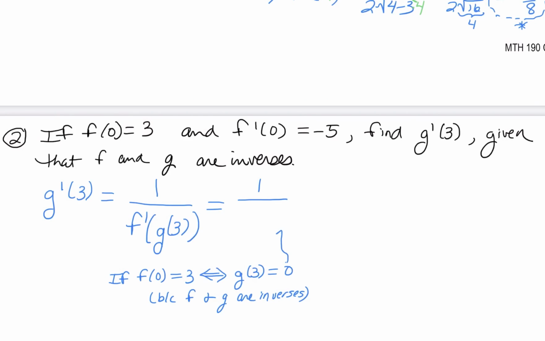So this is going to be our result that we put in here for the g of 3. And so now we're looking at 1 over f prime of 0. And f prime of 0 was given as -5. So our answer on this one is -1/5.